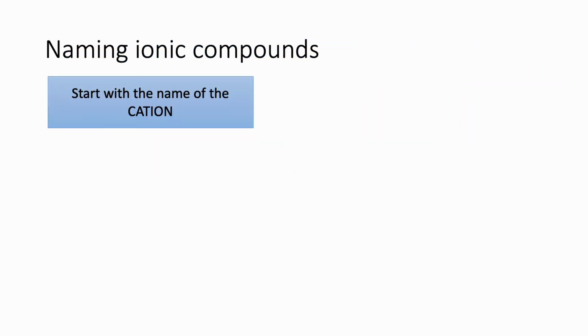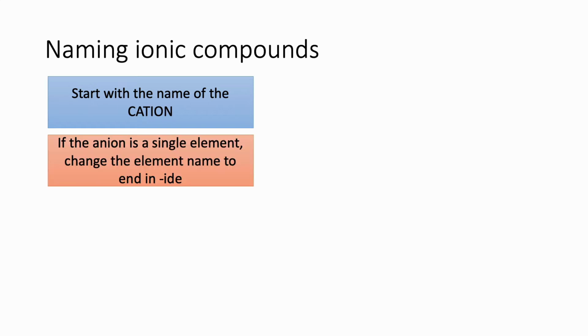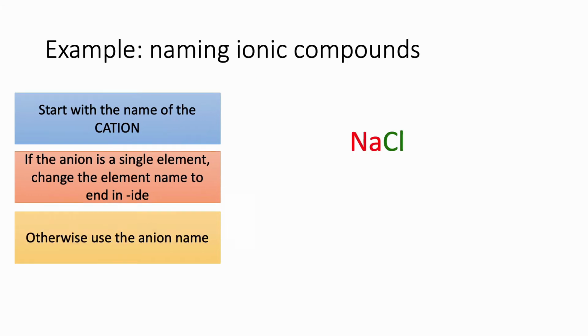Because when we're naming ionic compounds, we start with the name of the cation, and then we do our anion. There are a couple of possibilities for the anion. You could have a single element ion, in which case we change the element name so it ends in "ide." And if it's a multiple element ion, which we're going to talk about in more detail later, we're just going to use the name of the ion. So let's do some examples.